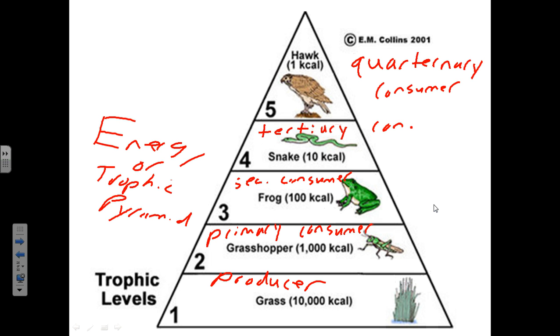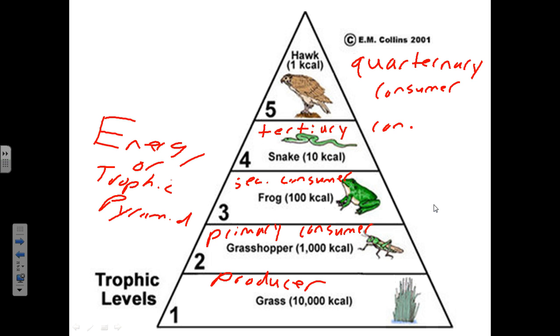Now, let's talk about the shape of this pyramid for a second. It obviously is wider at the bottom and smaller at the top. There's a reason for that. Here's the thing. If you look at these numbers out beside each name, they're in, what's KCAL stand for? Kilocalories. What do calories measure? Energy. So if you look, and these are made up numbers, by the way, but the pattern is what we want to look at here.